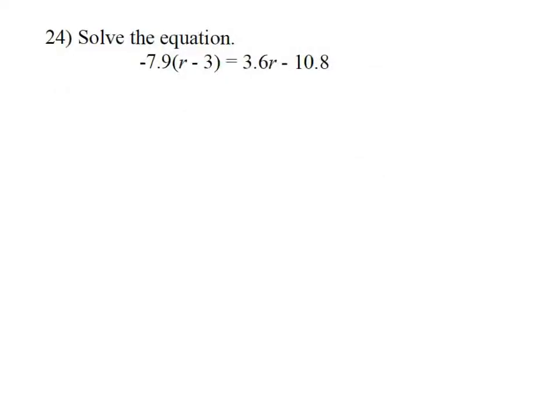To solve this three-step equation, begin by drawing a wall where the equal sign is. This will help us to remember that whatever I do to one side of the wall, I have to do to the other. And when I move from one side of the wall to the other, I have to do opposites.